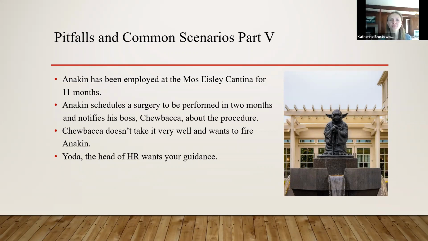So first of all, we need to take a pretty close look at the timing here. So Anakin would be entitled to the procedure because by the time that surgery rolls around, he would have been employed for 13 months.